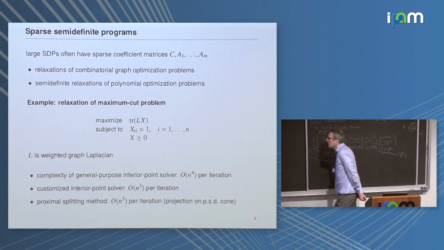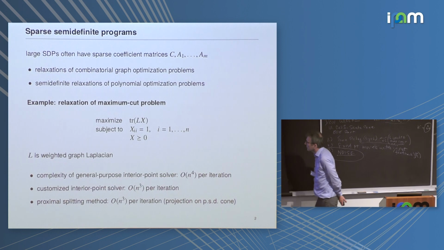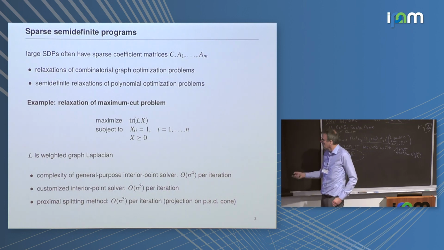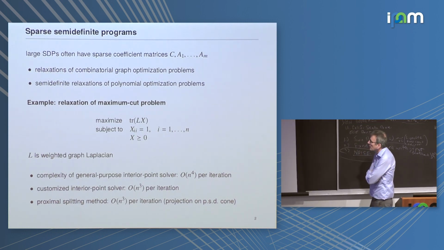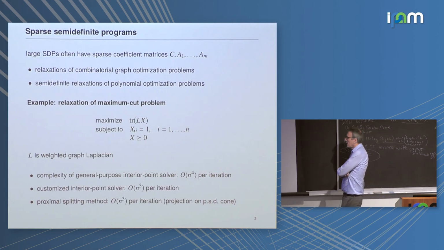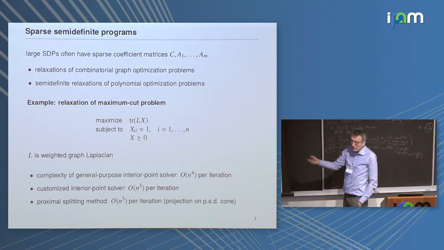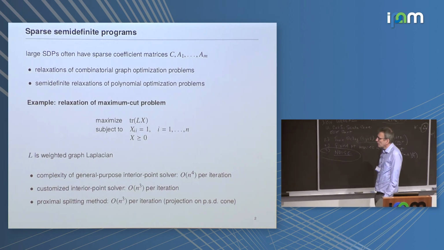If you look at maybe the simplest, one of the oldest examples of this type, it is the max cut problem. You're maximizing a linear objective, and the matrix L in the objective has the sparsity of the graph in the max cut problem. And in this case, m is n, so we have just these linear constraints. So a standard general purpose interior point solver would have a complexity n to the fourth. It's also an example where it's actually very easy to customize an interior point solver and reduce n to the fourth to n cubed by a very simple modification.